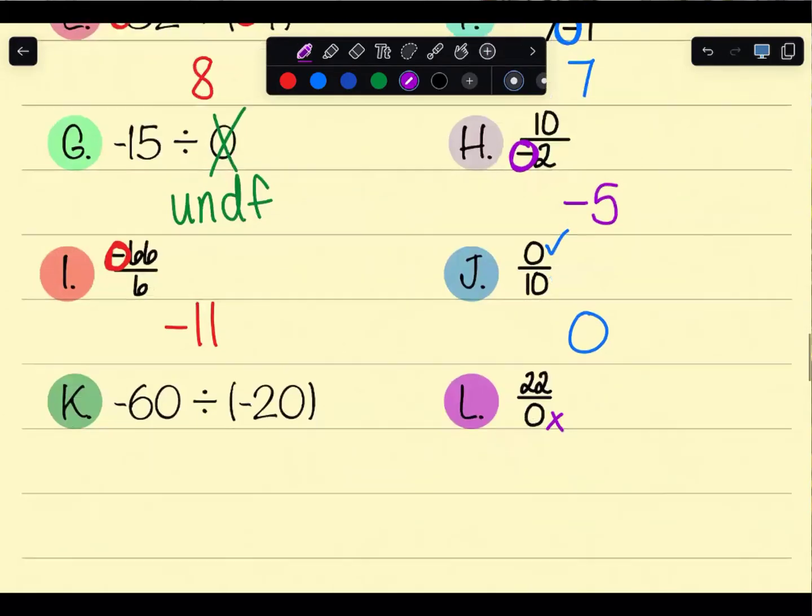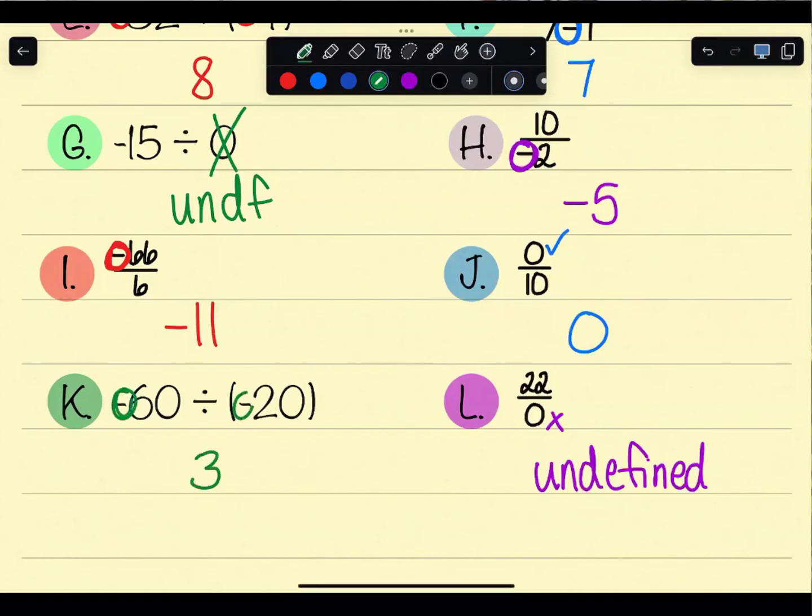So skipping ahead to example L, this one's going to be undefined. And I'll actually spell this one out for you guys. You can write it either way on your homework. You can write it out or you can abbreviate it. And then skipping back to K, 60 divided by 20 is 3, and two negatives makes your answer a +3.